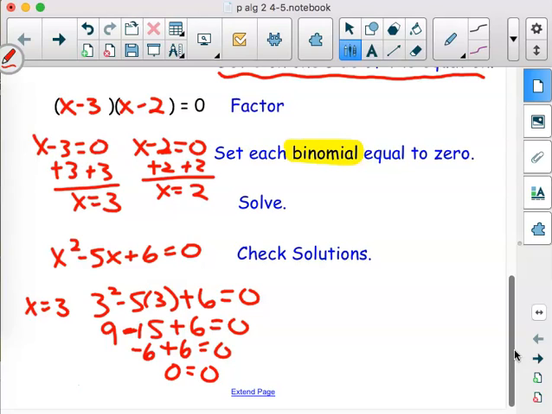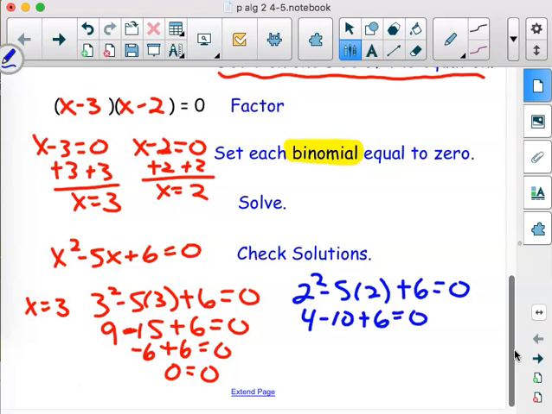And then we check the other one, the 2. So that would be 2 squared minus 5 times 2 plus 6 has to come out to 0. Order of operations, you do the power first, then we can do the multiplication. 4 minus 10 is negative 6, and negative 6 plus 6 is 0. So we know we're right. These are the two answers.